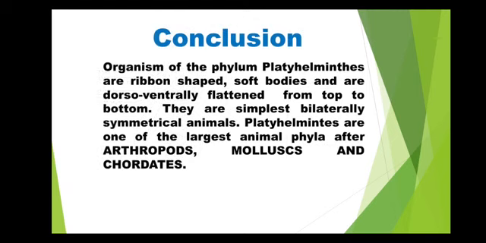Conclusion: after going through the above accounts and discussions, organisms of the phylum Platyhelminthes are ribbon-shaped and dorso-ventrally flattened from top to bottom. They are the simplest bilaterally symmetrical animals. Platyhelminthes are one of the largest animal phyla after arthropods, mollusks, and chordates.